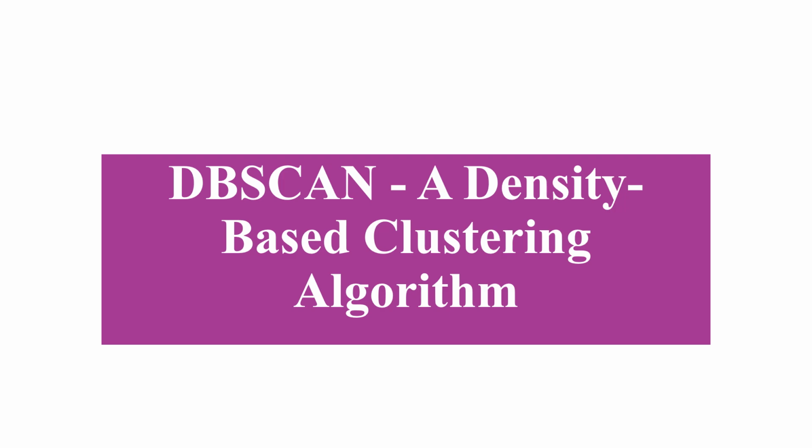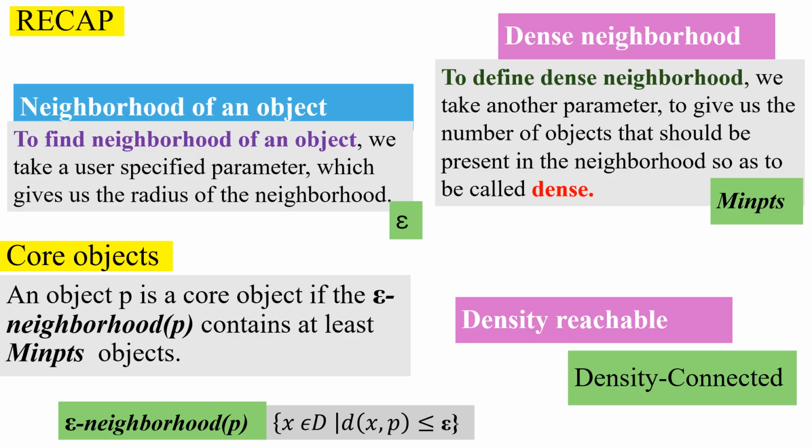Hello. DBSCAN, the density-based clustering algorithm. Now we're in a position to discuss this. Having gone through the concepts, quickly we take a recap. Neighborhood, for which we have epsilon. For dense neighborhood, we have this number of points which should be present in the cluster to form it as a dense neighborhood. Then we have the definition of core objects. Then the epsilon neighborhood, what that means. Then the concepts density reachable, density connected. We have discussed these previously, and I shall provide a link to these videos in my description box.